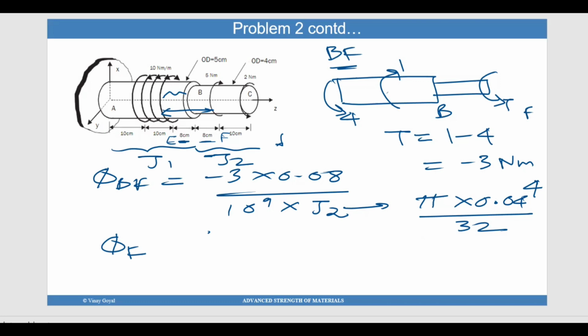I get your confusion. This rod will go up till C here, but I'm just looking at the rod up till F. So that external torque doesn't come into question just yet, because it's beyond F. If I make a cut here, for example, the external torque is not going to come in question. So the cut is taken just before F. I'm just looking at the BF section, not the entire BC section.